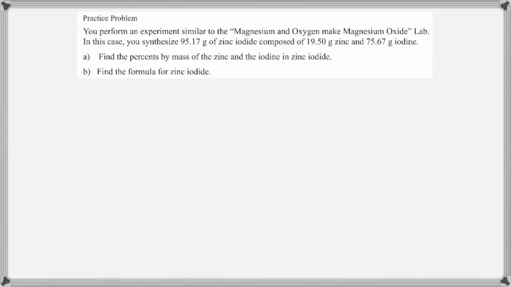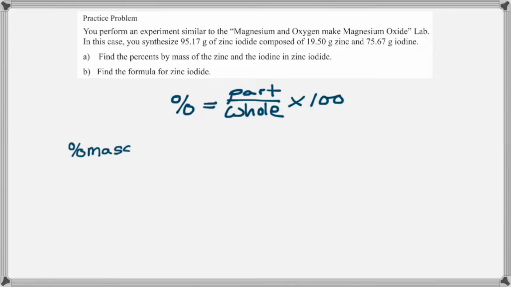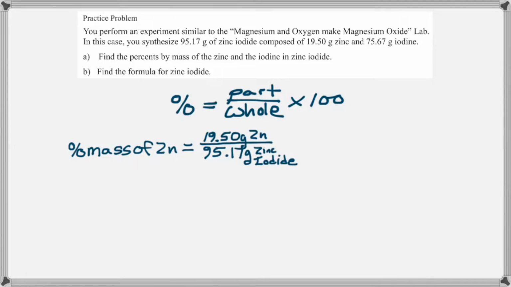Now, recall that any percentage compares the part to the whole, and we always compare mathematically by division. So the way we'll calculate the percentage is by dividing the part by the whole, multiplying by 100. So in this case, you would divide the 19.50 grams of zinc that make up the 95.17 grams of zinc iodide, multiply by 100, and we get 20.49%.